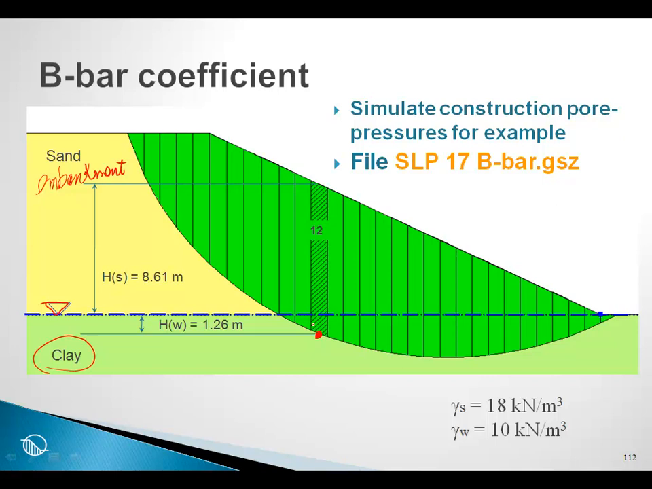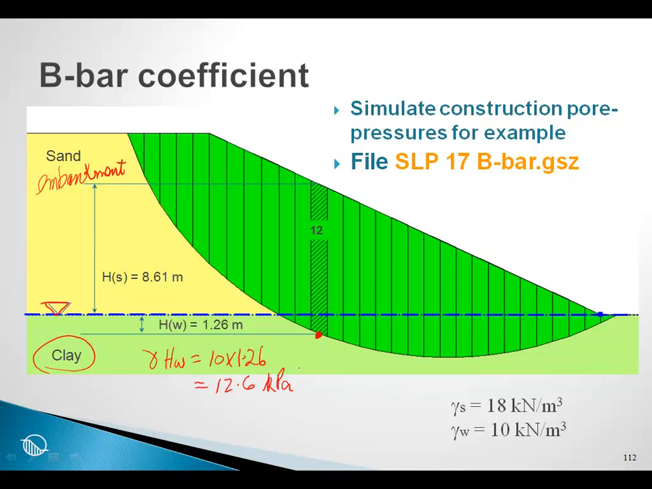At the base of slice 12, for example, we can spot check what the pore pressure should be. Prior to the sand being placed, the pore pressure would have been gamma water times H, equal to 10 times 1.26, which is equal to 12.6 kPa.